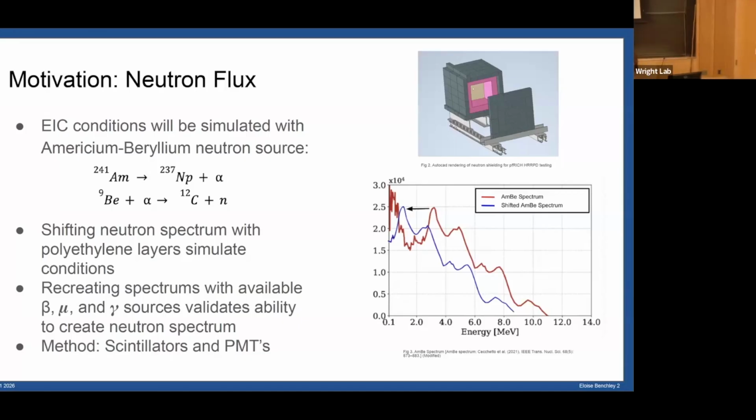In order to tell that we've been able to shift the spectrum, we need a way to visualize the spectrum. The way we're going to do this is by using scintillators and photomultiplier tubes. And to gain confidence in our ability to recreate the spectrum, we're going to use available beta, gamma, and muons to see that we are confidently able to create the spectrum.